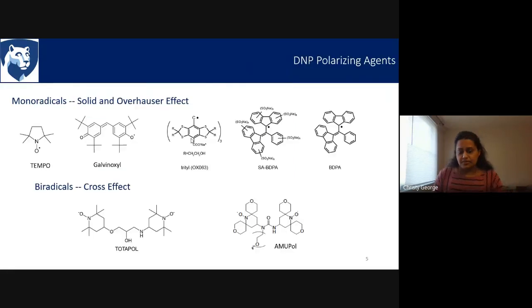Now, the fourth mechanism is known as thermal mixing. That's a multi-spin effect, and it happens at extremely low temperatures and is not generally used.